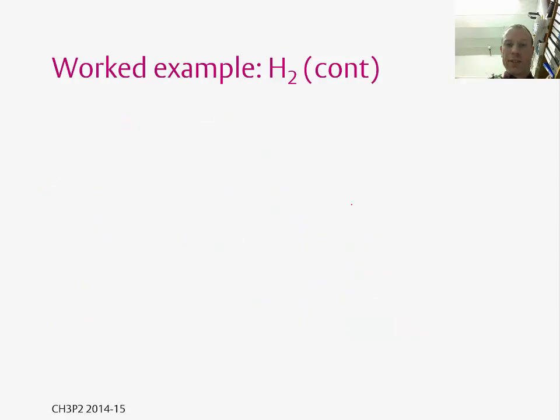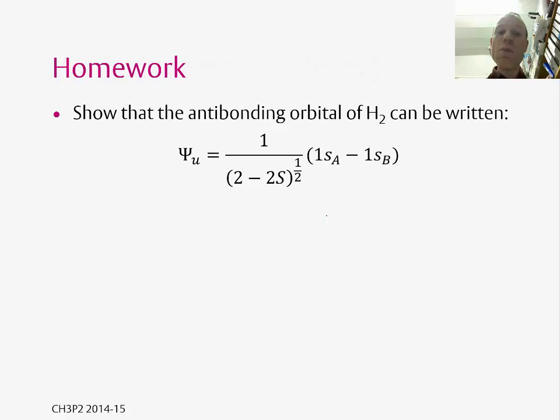Let's move on. I've left a blank slide just in case I needed to make some more space. So I've got some homework for you now. Using exactly the same approach, you should be able to show that the antibonding orbital of H2, the one where you've got 1sa minus 1sb instead of a plus, will have this form here. I've used psi u here, but this could also be written psi minus for the minus sign. So that's a piece of homework for you to try. It should be reasonably straightforward.